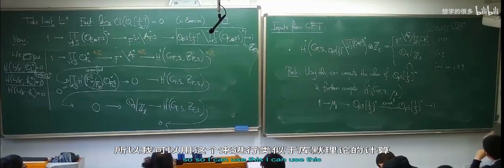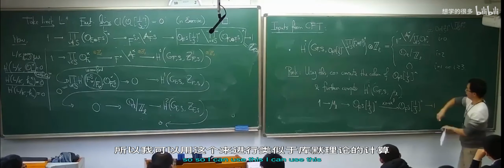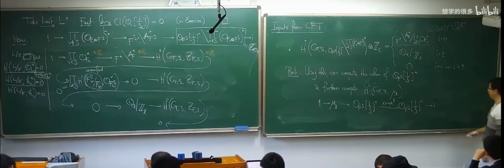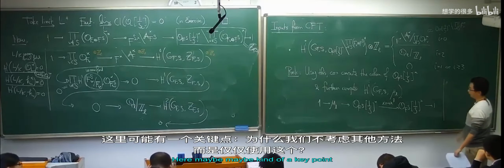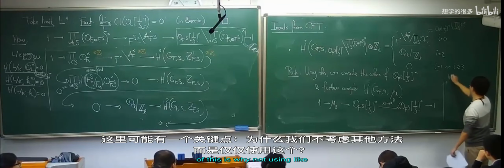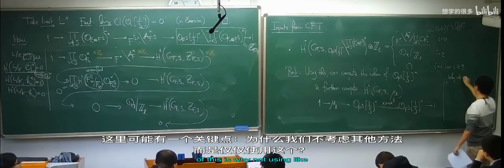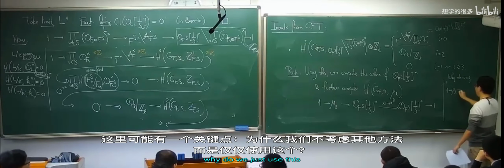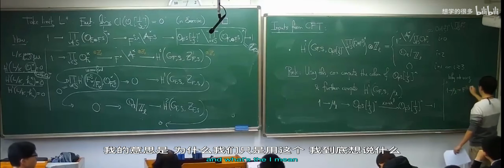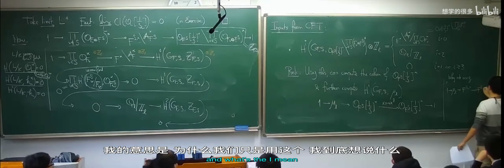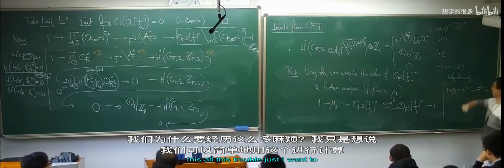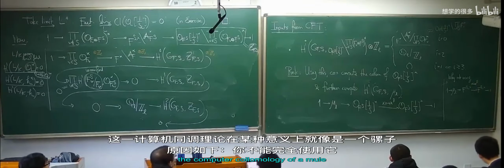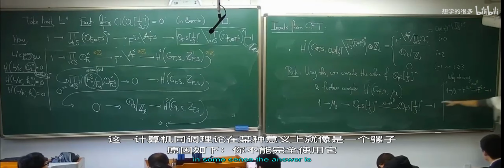So I can use this to compute this cohomology by Kummer theory. Maybe the key point of this discussion is: why don't we just use this? Why do we have to go through all this trouble? Why don't we just simply use this to compute the cohomology of mu L in some sense?